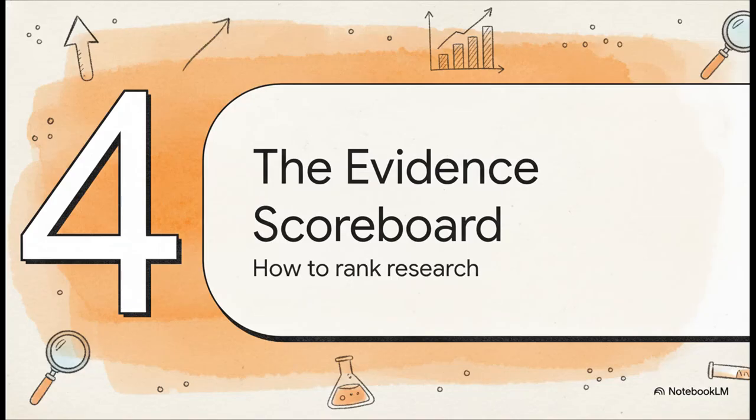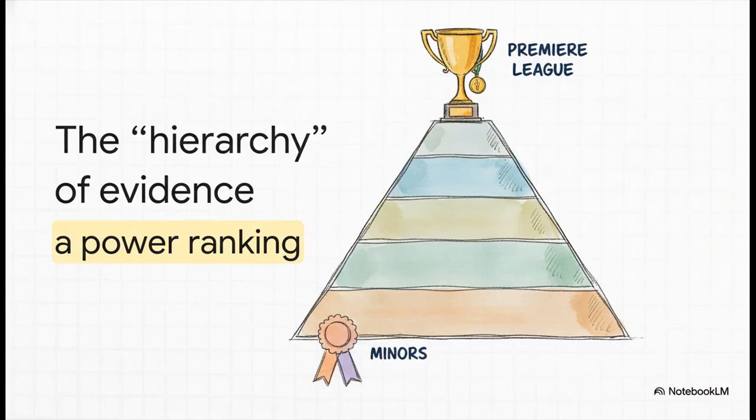Okay, so we've been through a lot. The perfect experiment, the messy real-world ones. So now for the big payoff. How do we use all this to judge the studies we see every day? Well, thankfully, we don't have to guess. There's a system, a hierarchy. Think of it like a power ranking for scientific proof. Not all studies get the same respect, and this scoreboard is how we tell the champions from the chumps.